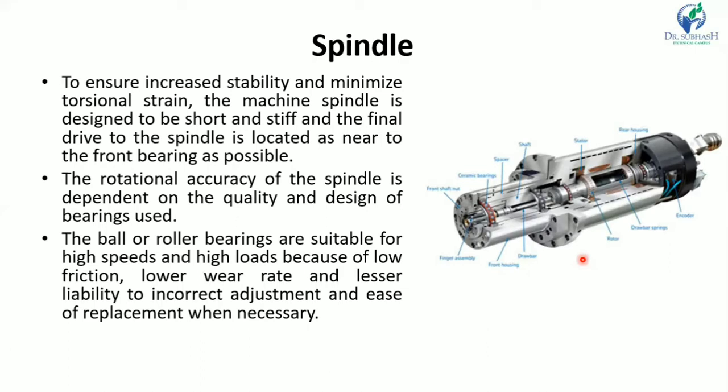To increase stability and minimize torsional strain, the machine spindle is designed to be short and stiff, and the final drive to the spindle is located as near to the front bearing as possible. You can see the cut sectional view of the spindle of the CNC machine shown here.